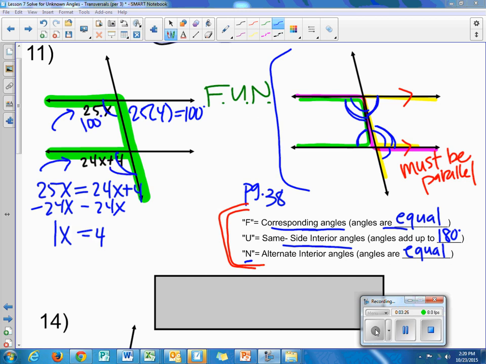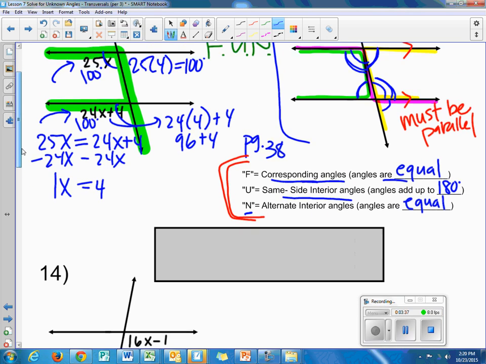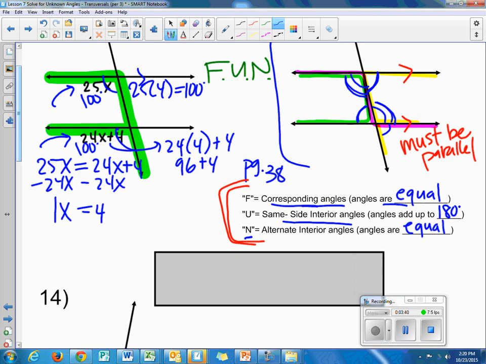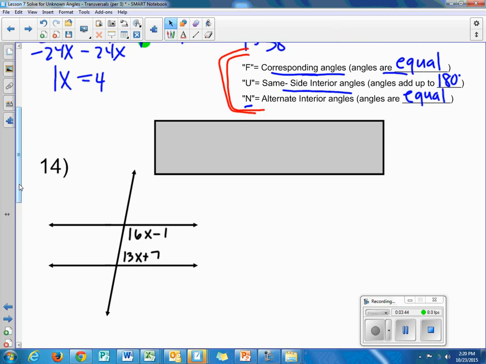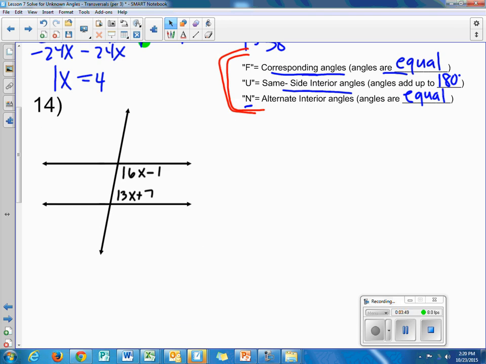On this side right here, it's going to be 24 times 4, and then you add 4. So that's going to be 96 plus 4. That gives you 100 once again, because they both have to be equal. Okay? And once again, key thing, they both are parallel. Let's move on to number 14. All right, here it goes. So here's 14. Again, if you look on your paper, yes, these 2 lines are parallel, so we can go ahead and make our decision on which angles are congruent.